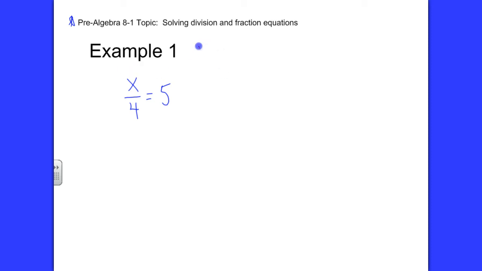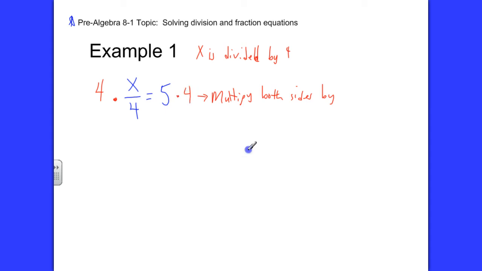In example 1, x is divided by 4. Whoops, I made my d backwards. There we go. x is divided by 4. So in order to solve this, we are going to multiply. We're going to do the opposite. I'm going to multiply this original equation times 4. Everything I write down, you need to write down. We multiply both sides by 4.